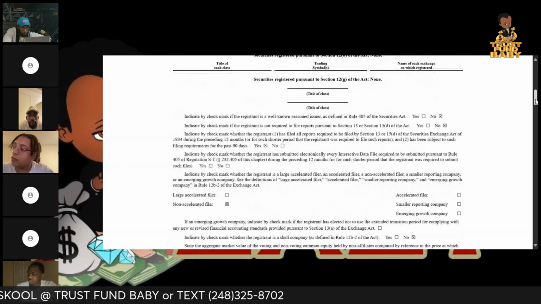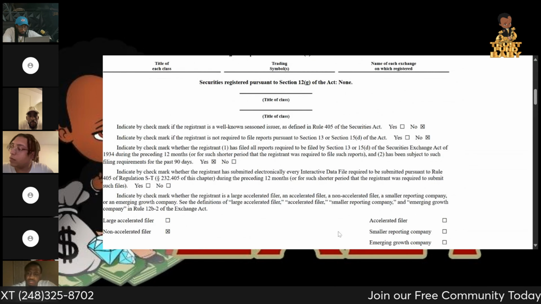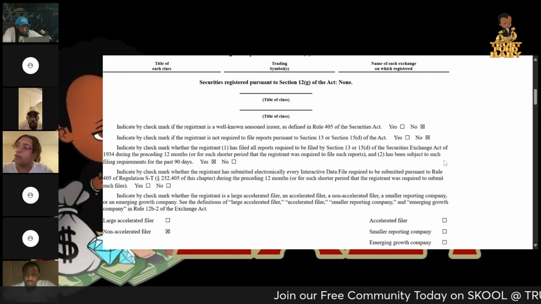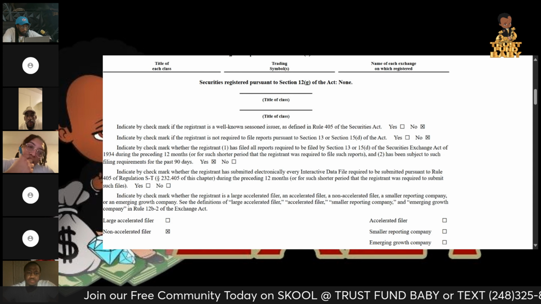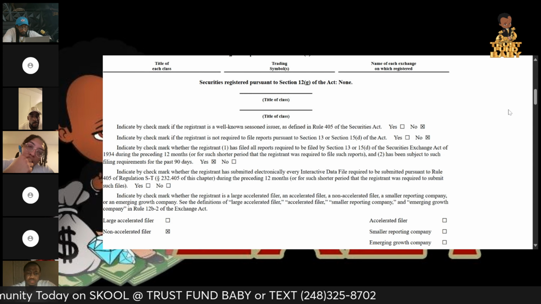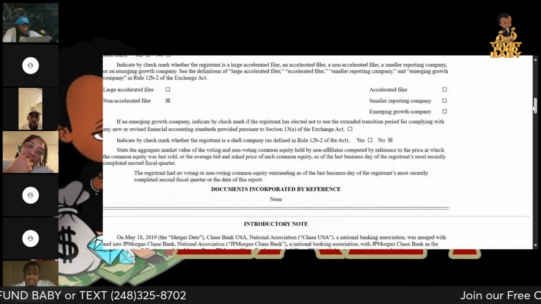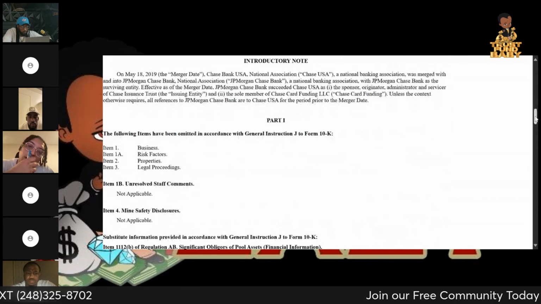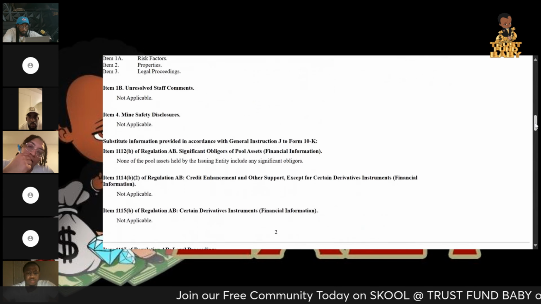So we scroll down right here. Let me make this larger for y'all. Indicate by check mark if the registrant is a well-known seasoned issuer as defined under Rule 405 of the Securities Act. No. And I'm going to show y'all some of the most recent filings from this year, just so you can update this often.